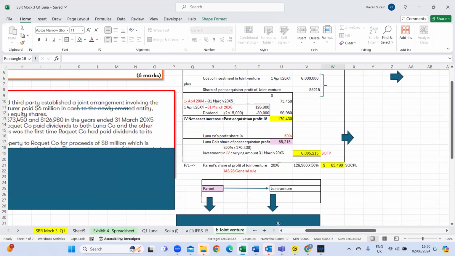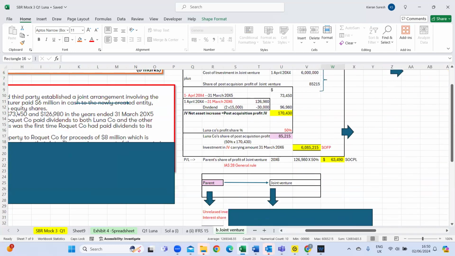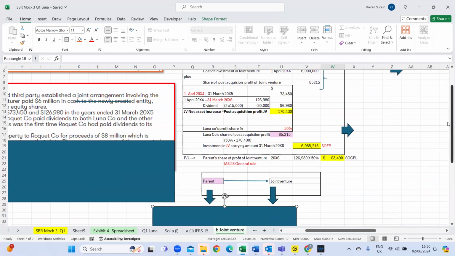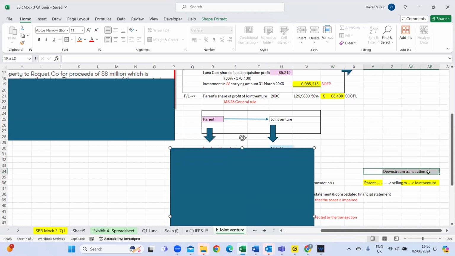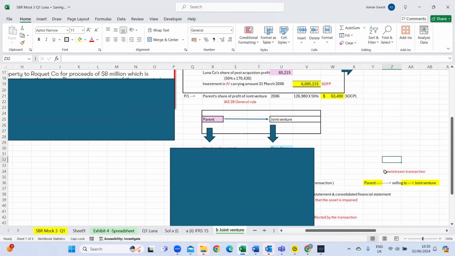So when a parent, let me first show you these rules. Then it's much easier for me to explain. So when a parent sells to the joint venture or to the associate, that transaction is known as a downstream transaction, when the sale is made by the parent. But the other way around, if the joint venture or the associate sells to the parent, then it is known as an upstream transaction. So this rule is related to a downstream transaction.